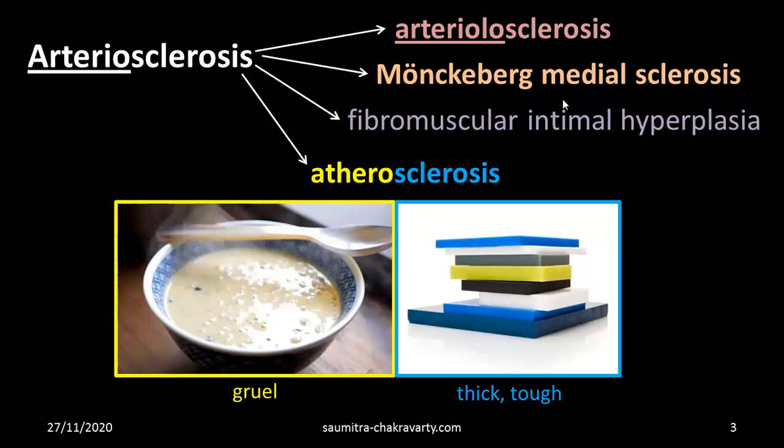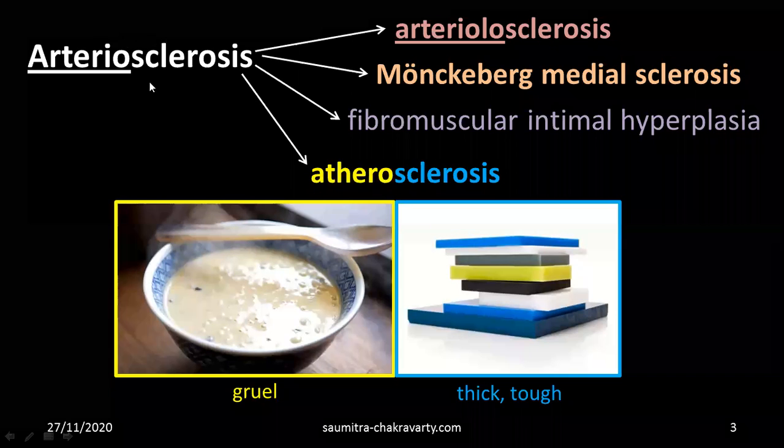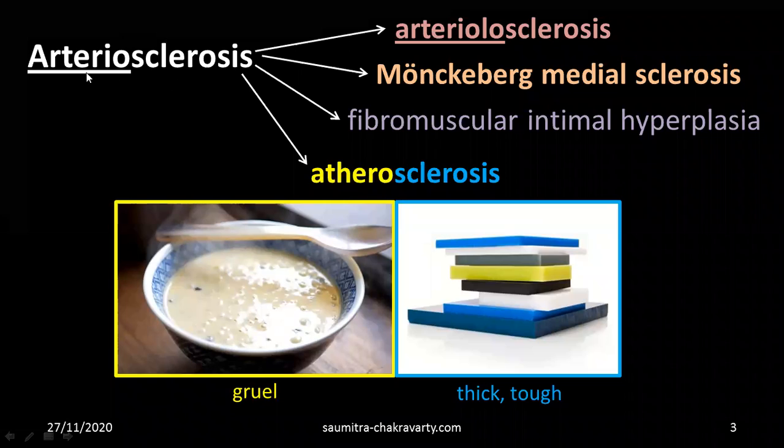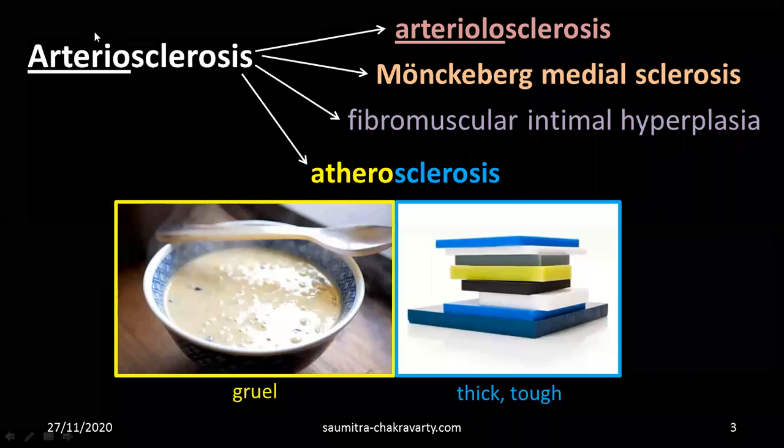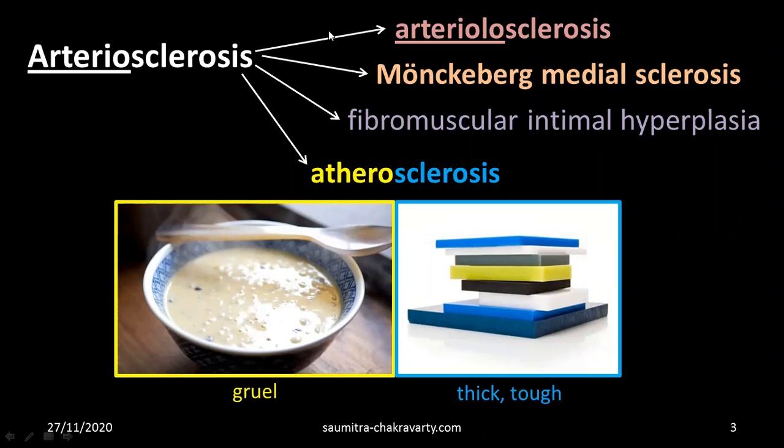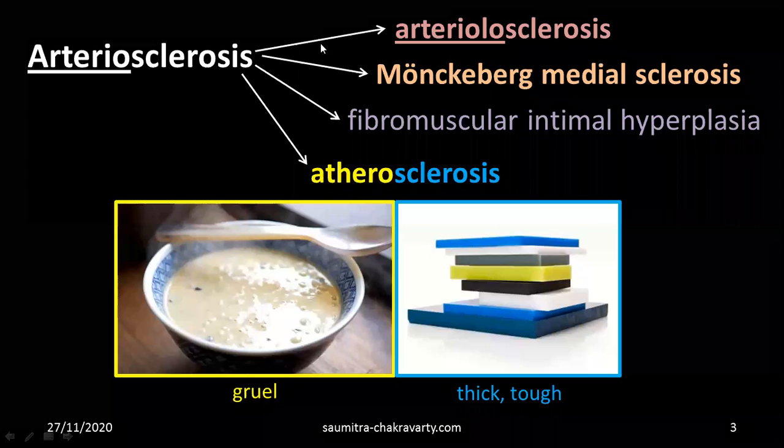You can see. Can you see my mouse pointer? Yes, sir. Okay. So arteriosclerosis, as you can see, this is the main umbrella category. It means hardening or thickening of arteries. Now, this arteriosclerosis uh, can be subdivided into four classes.